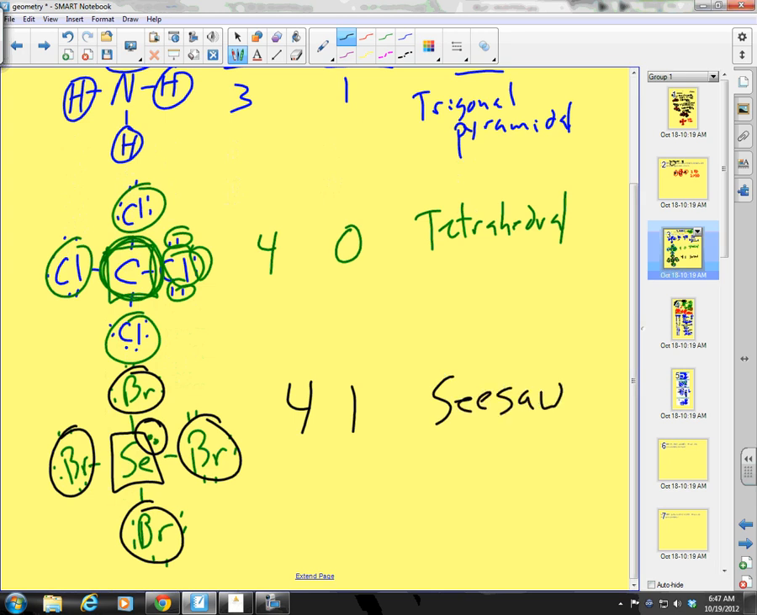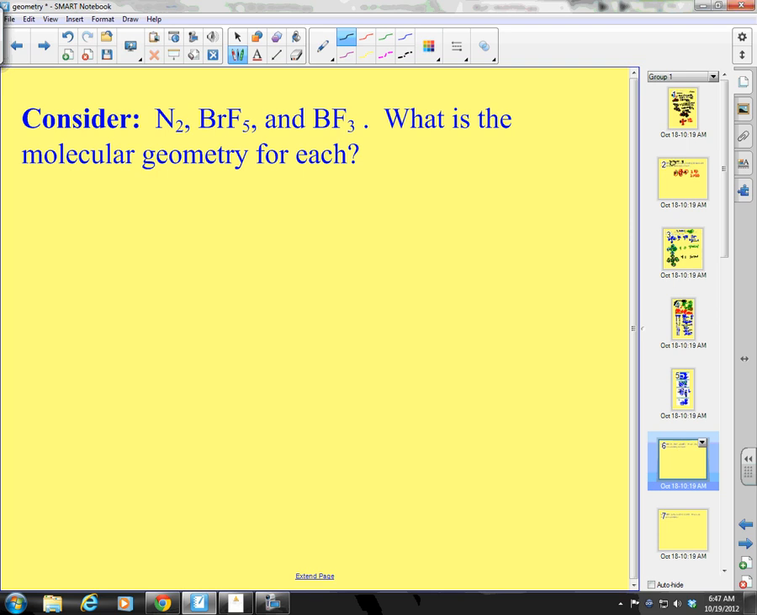Seesaw. Good. Think you guys can do it? I think you can. Here you go. Consider these three: nitrogen, bromine pentafluoride, and boron trifluoride. Pause this. When you're done, bring me back.